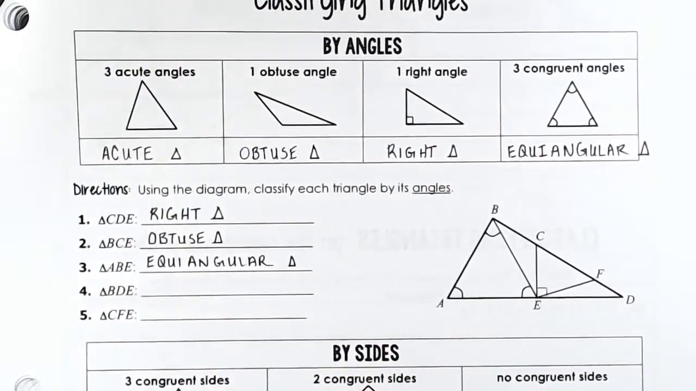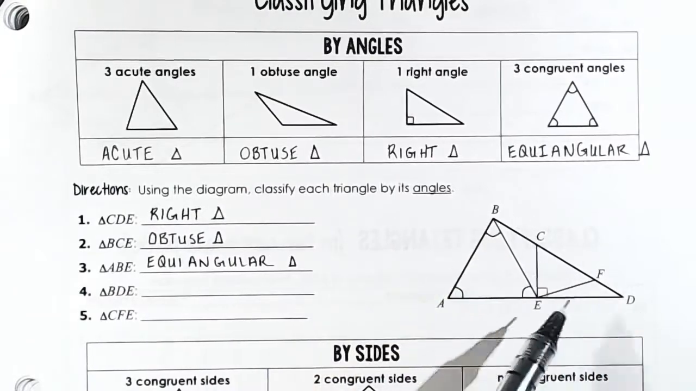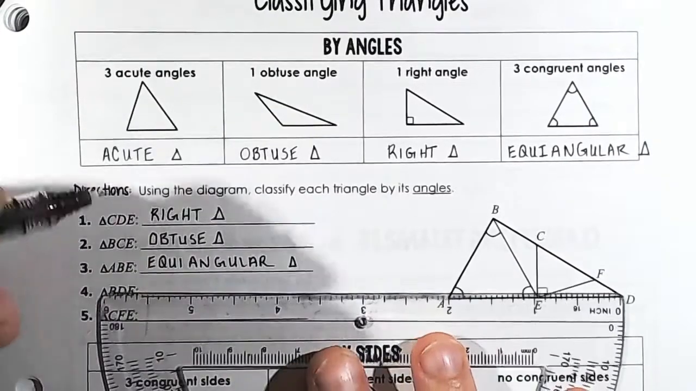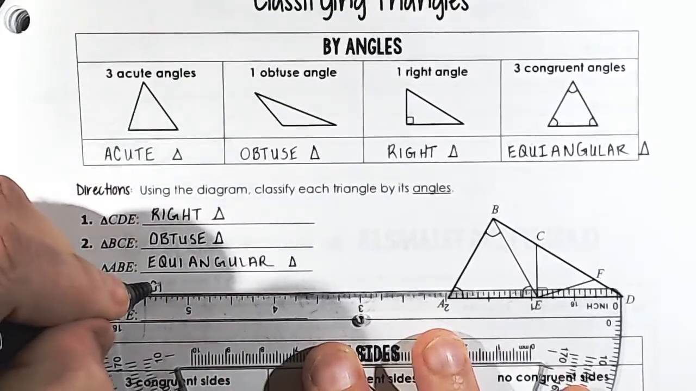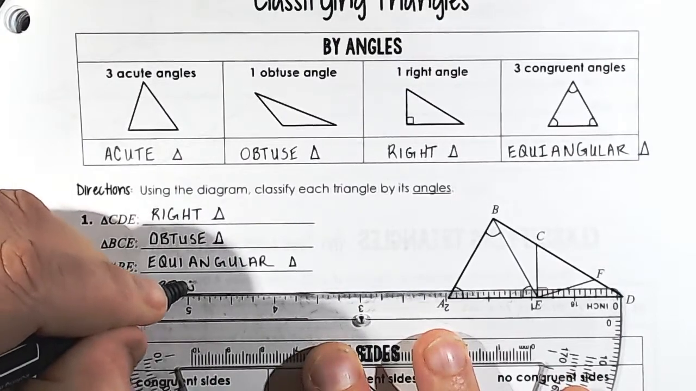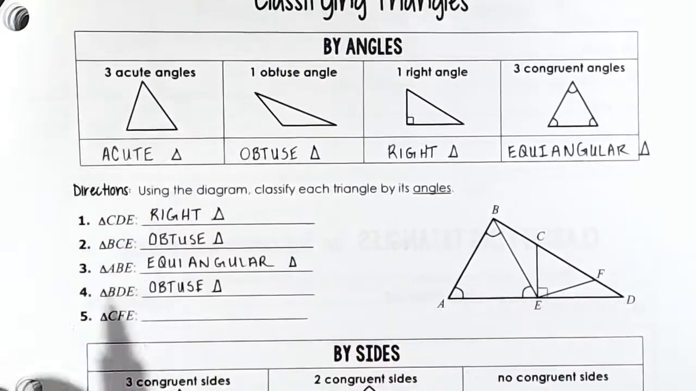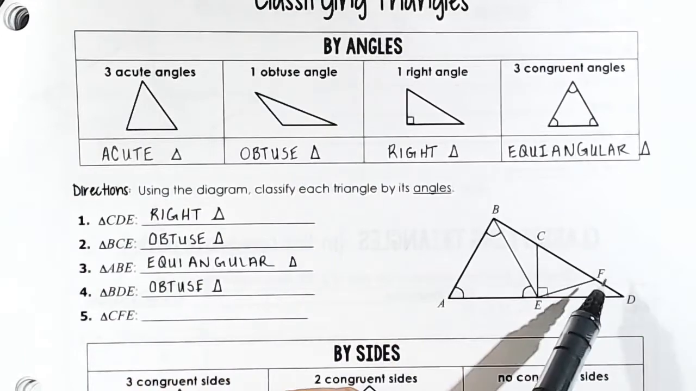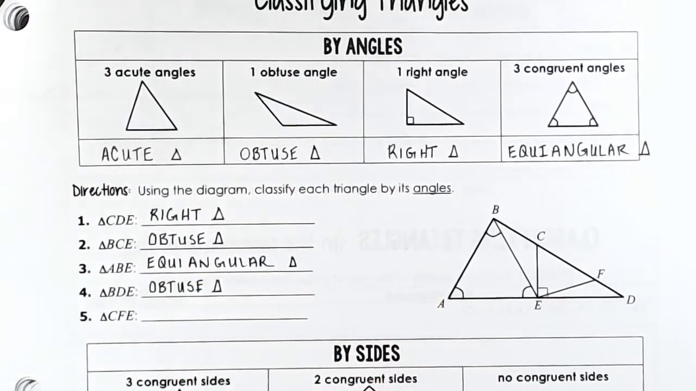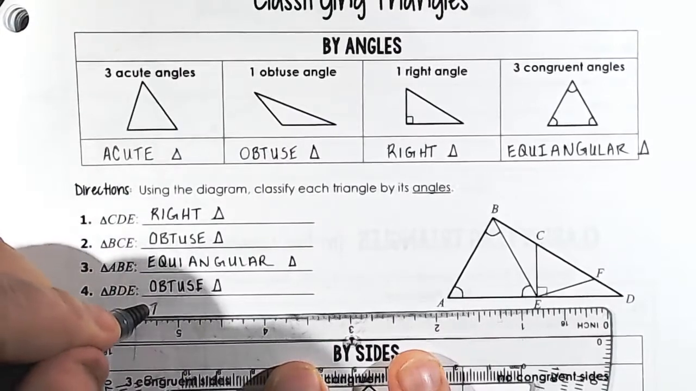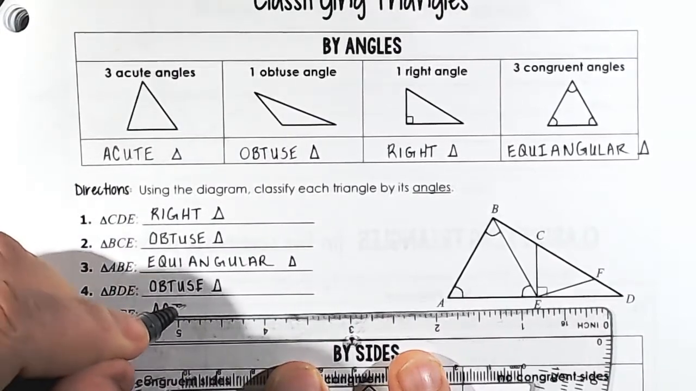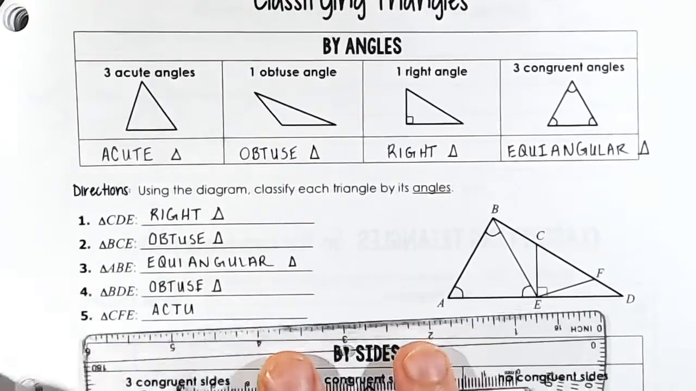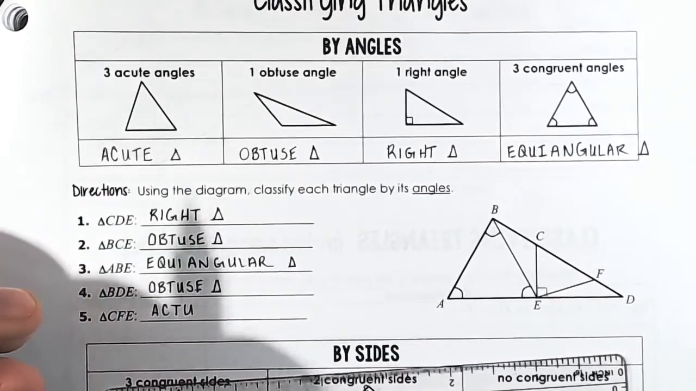Triangle BDE. So there are some triangles here that we didn't see right off the bat. BDE, that looks like an obtuse triangle. Yeah, it is an obtuse triangle. And triangle CFE, that is an acute triangle. So good, our intuition was spot on. But my spelling is not spot on. Actu, I mean acute. Let's see if I can erase that.